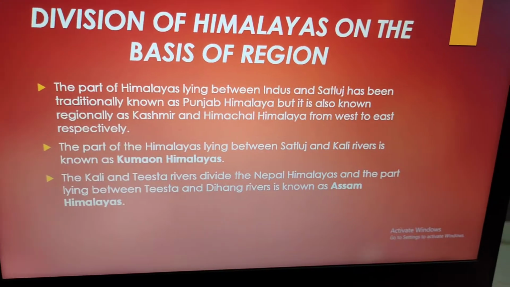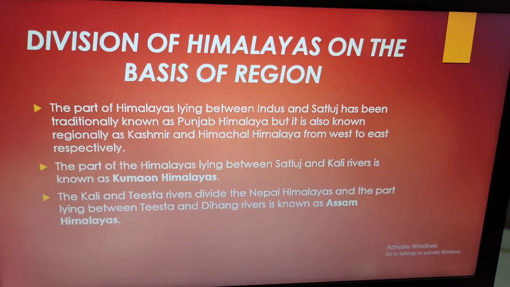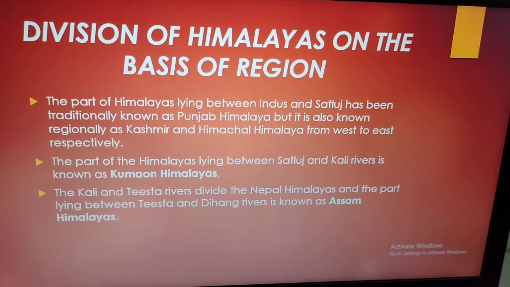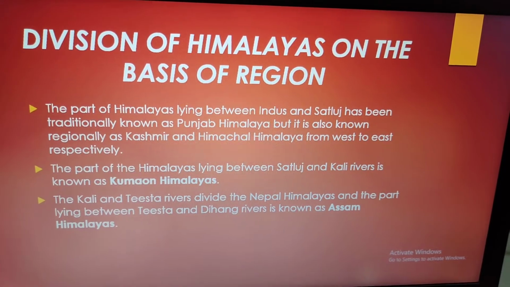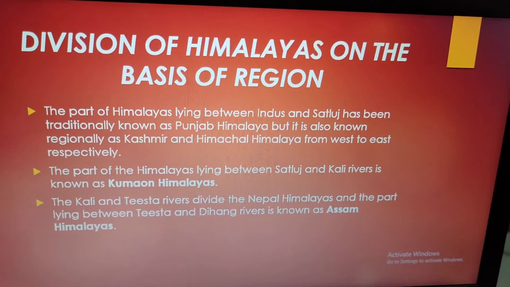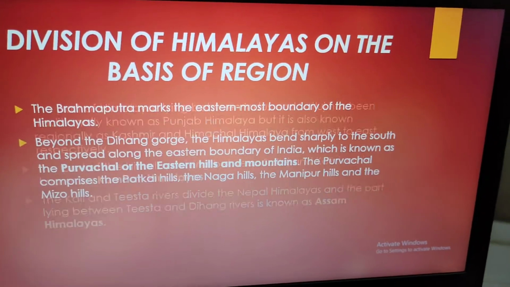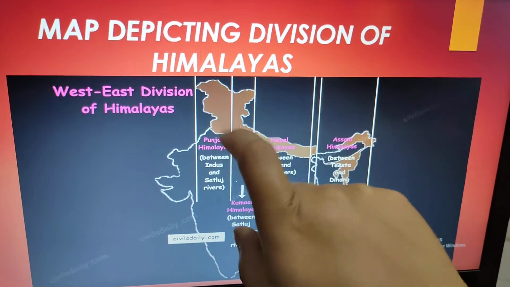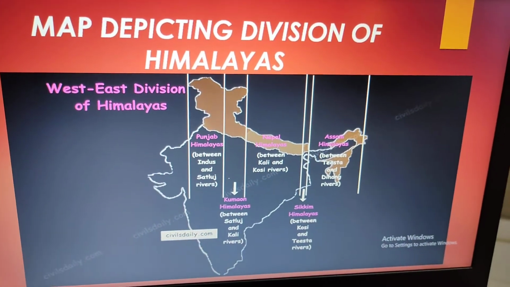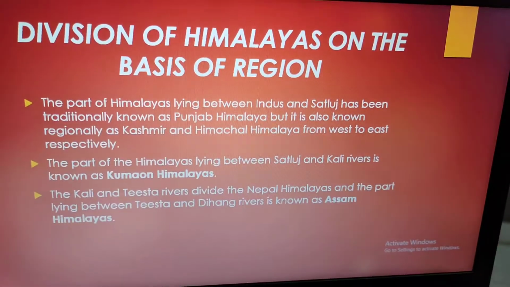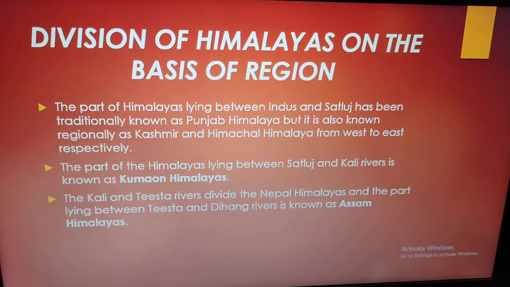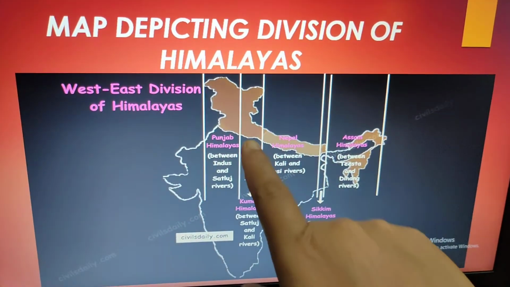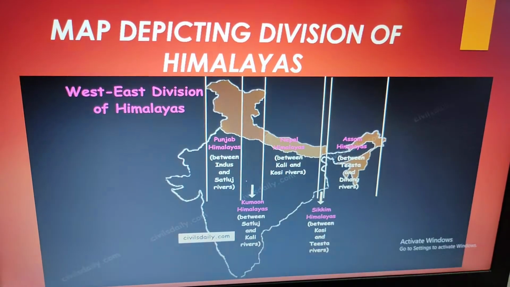Now we'll go through it once again. The part of Himalayas lying between Indus and Satluj has been traditionally known as Punjab Himalaya, but it is also regionally known as Kashmir and Himachal Himalaya from west to east respectively. The part of Himalayas lying between Satluj and Kali rivers is known as Kumaon Himalayas. Now, where are your Kumaon Himalayas? These are the ones.